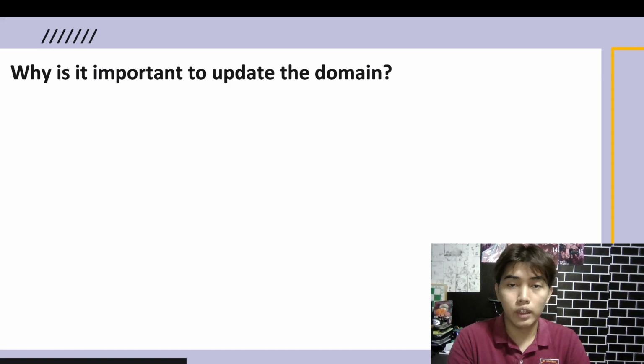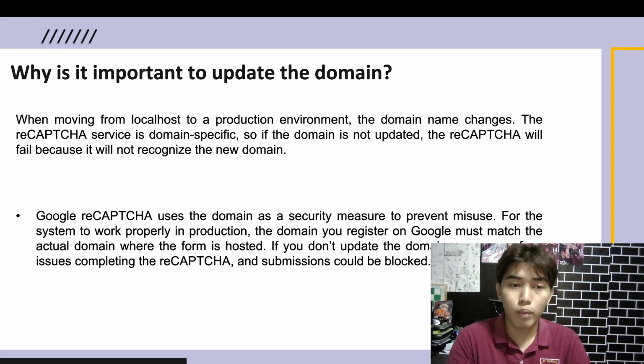Why is it important to update the domain? When moving from localhost to production environment, the domain name changes. The reCAPTCHA service is domain specific. So if the domain is not updated, the reCAPTCHA will fail because it will not recognize the new domain. Google reCAPTCHA uses the domain as a security measure to prevent misuse. For the system to work properly in production, the domain you register on Google must match the actual domain where the form is hosted. If you don't update the domain, users may face issues completing the reCAPTCHA, and submissions could be blocked.